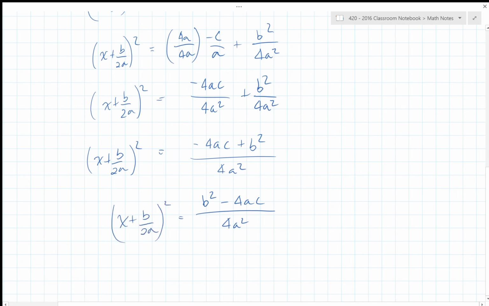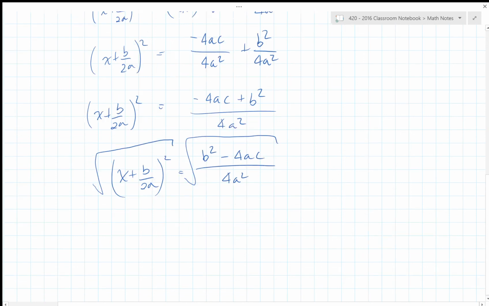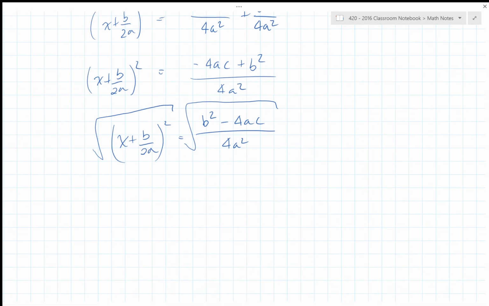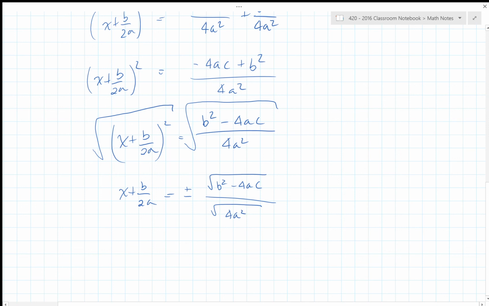And now I can take the square roots of both sides. And it's not tough anymore because my right side is a single fraction. So if I take the square root of the left, I get x plus b over 2a equals, and now I'm going to get a plus or minus sign over here, and I have a square root of b squared minus 4ac, and I can't really do anything with that, but my denominator I can do stuff with. I can break it up, and I write root 4a squared. And since 4 is a perfect square and a squared is a perfect square, 4a squared is a perfect square, and therefore the square root of it is just 2a.